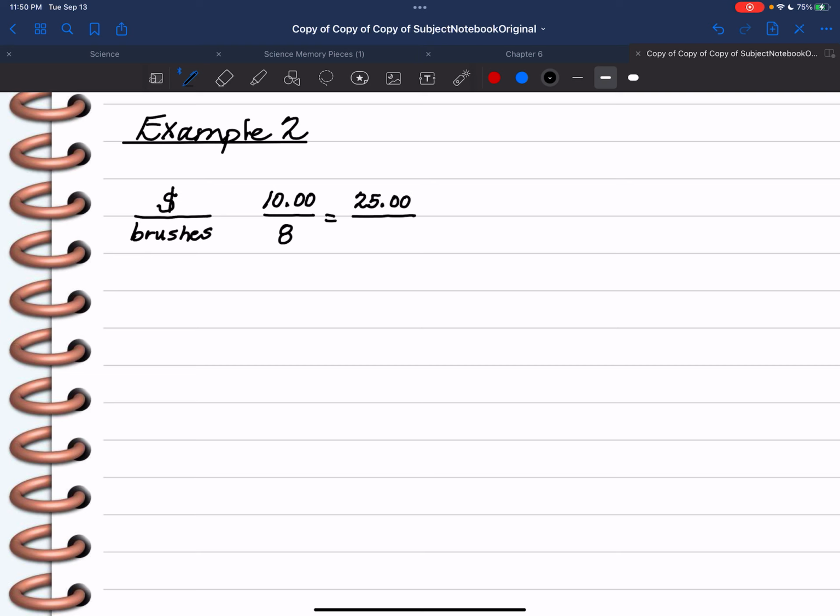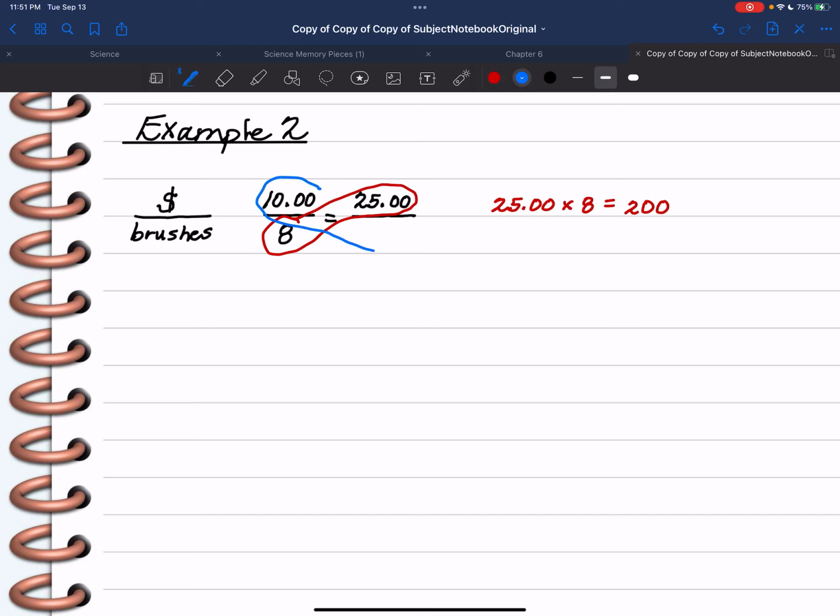So 25 is dollars. It needs to go on the dollars row. All of this is dollars. All of this will be brushes. And we are looking for the number of brushes that we can buy. So I want to draw a peanut. So I have $25 times 8. You always multiply the peanut, and that is 200.